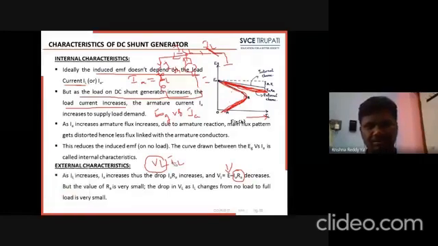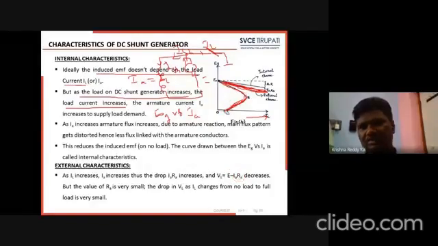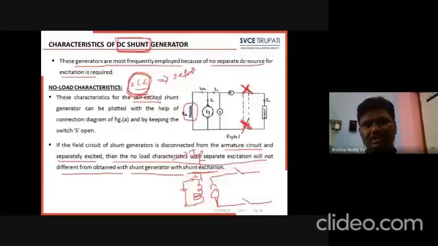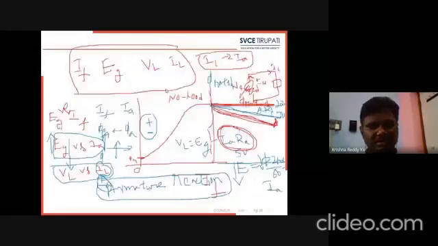Here we need to know what the characteristics of the DC shunt generator are. The characteristics of the DC shunt generator and the separately excited generator are both approximately the same. Even in the case of the separately excited generator, we have similar characteristics.